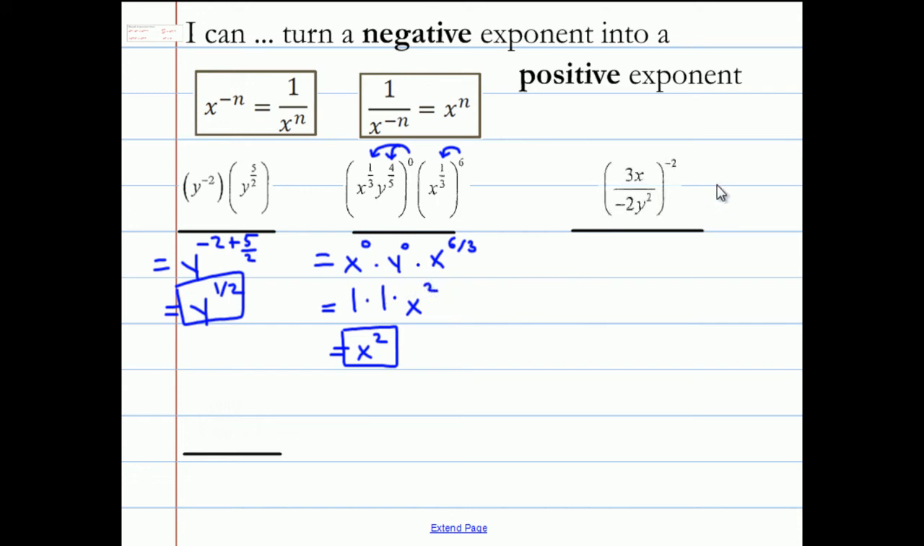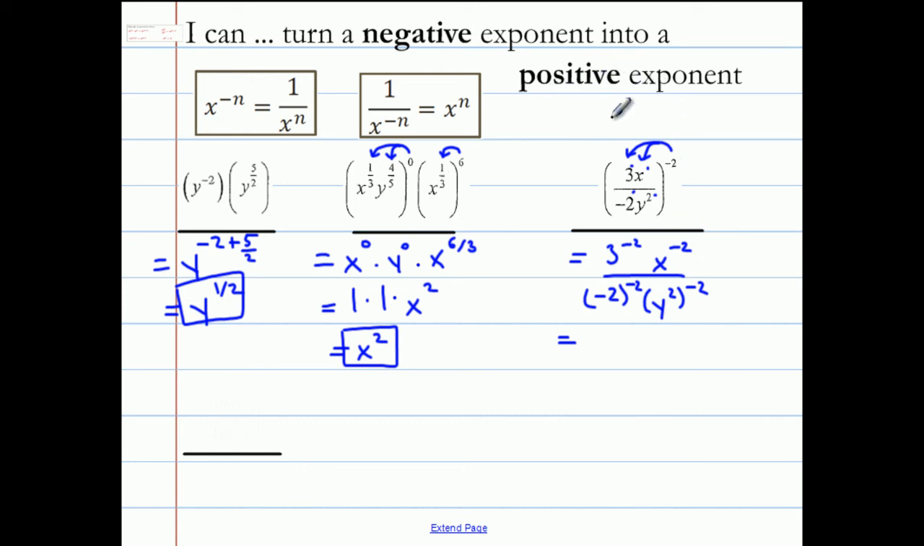Another example, 3x to the minus 2 divided by negative 2y squared, all raised to the minus 2 as well. So one way you can go about doing this is to distribute this exponent into each of the terms here and here and here and here. So 3 to the minus 2 x to the minus 2 over negative 2 to the minus 2 y squared to the minus 2.